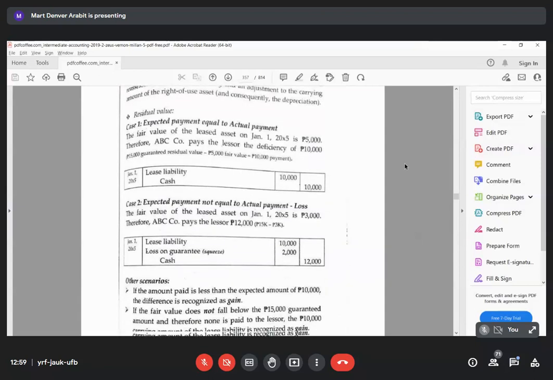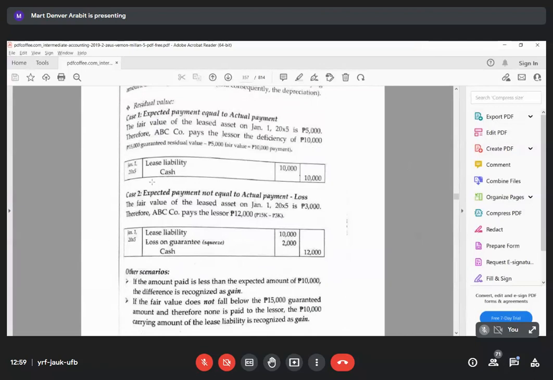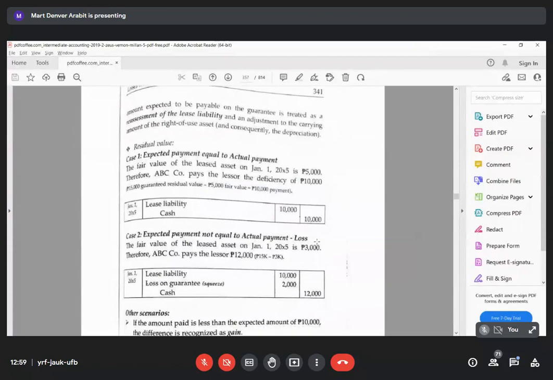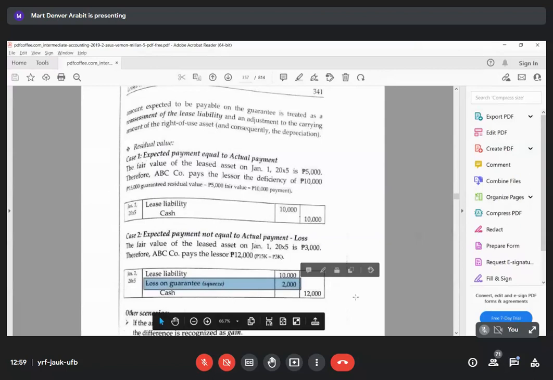Okay, so case number 2 naman, expected payment is not equal to the actual payment. So, there is a loss naman. In this case, 3,000 na lang yung fair value niya. So, ang natitirang setup na lang natin ng lease liability is 10,000 kasi ito yung na-discount natin dito, kung maalala nyo. So, 10,000 lang. So, at the end of the lease term, 10,000 lang yung magiging present value niya. So, we will debit only 10,000 on lease liability. Then, the rest will be going to P&L under loss on guarantee and credit cash.